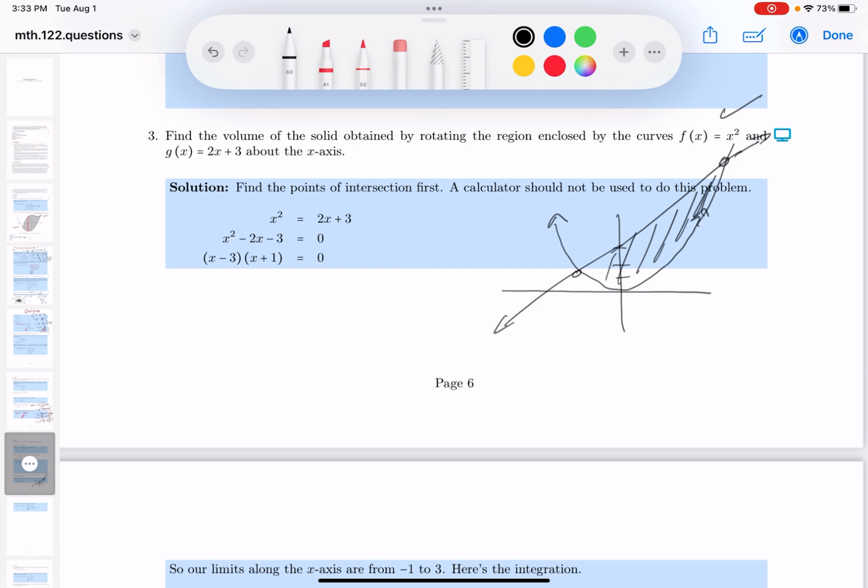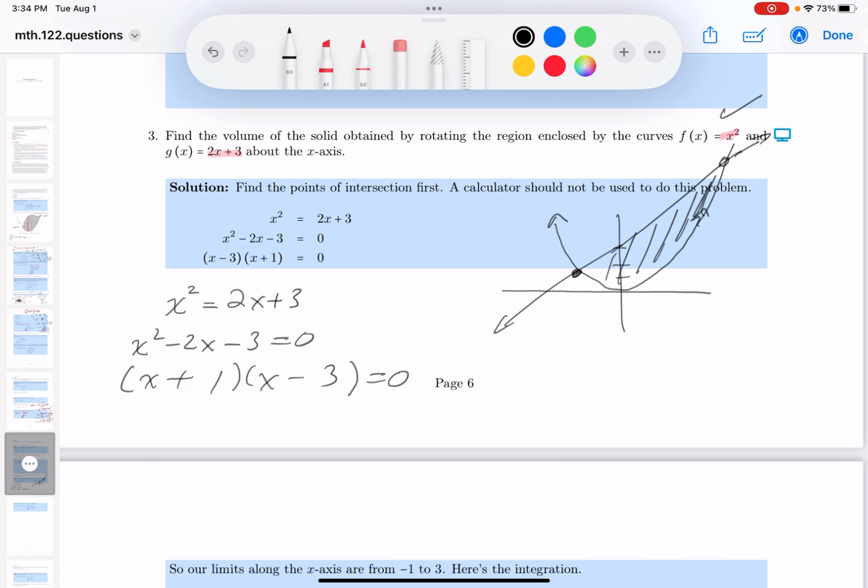All right? So what I'm going to do over here, I'm going to try to find out what those points of intersection are. How do I do that? Set x squared equal to 2x plus 3. Again, what are we doing? We're setting this equal to that, and I wonder what x value would do that for me. So let's put this down. x squared minus 2x minus 3 equals 0. x and x, 3 and 1, minus, plus.